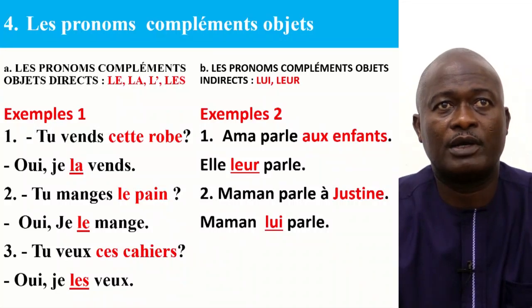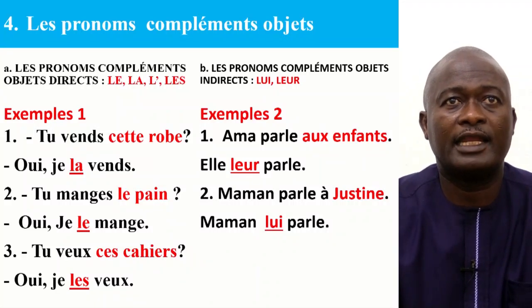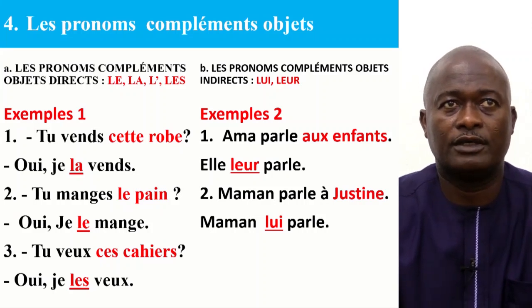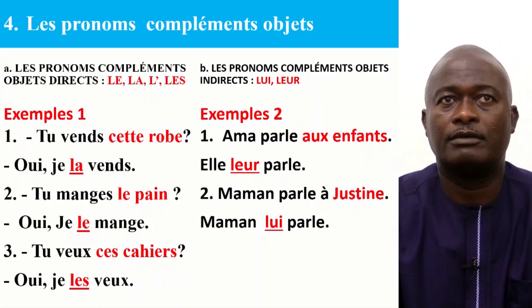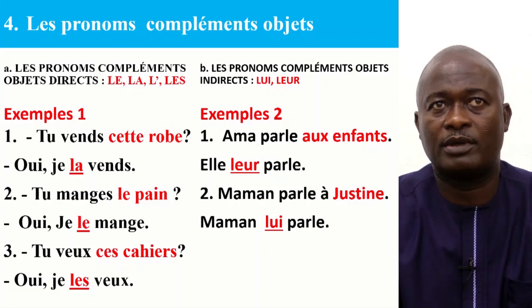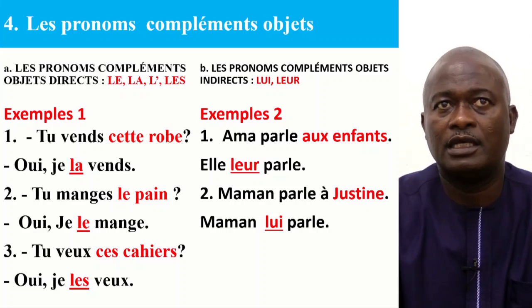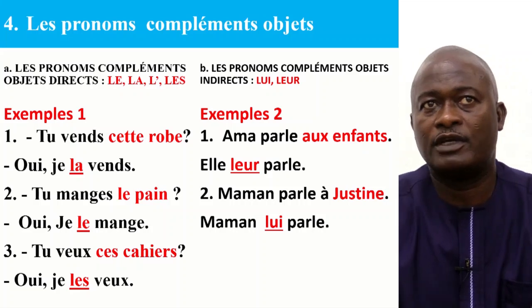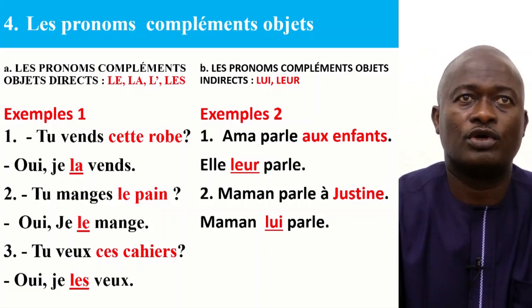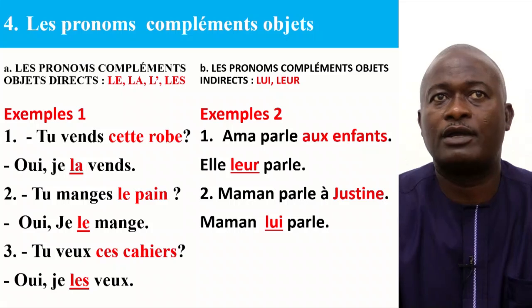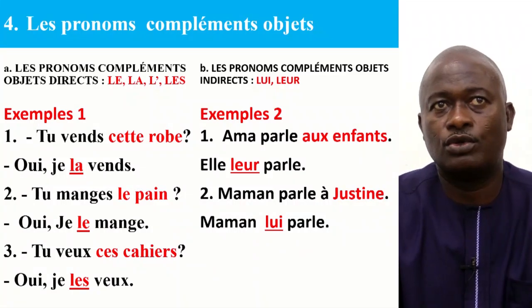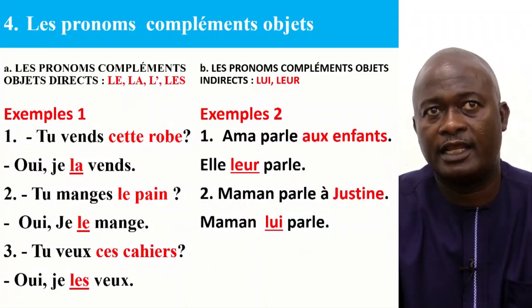Alors, donc, on doit aussi voir les pronoms compléments d'objet direct. Donc, on a « le », « la », « l' » apostrophe et « les ». Donc, le « le » remplace le complément objet direct masculin, « la » remplace le complément objet direct féminin, et le « l' » apostrophe est utilisé lorsque le pronom est suivi d'un verbe commençant par une voyelle. Et le pluriel de « le », « la » ou « l' » apostrophe, c'est « les ».